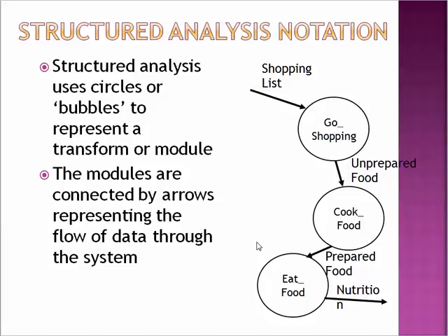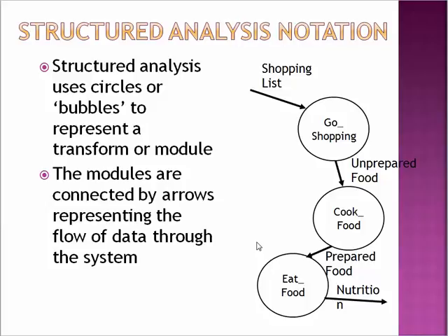The module then connects each of these things. We have the inputs coming in from the shopping list. We have the outputs coming out of nutrition. If you looked at the context diagram, you'll see, hopefully, the input and the outputs that are associated with that. So it shouldn't be stuff that comes out of nowhere.